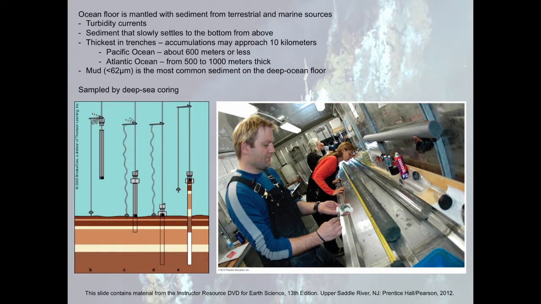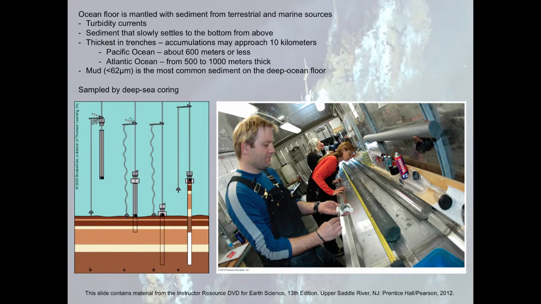The ocean floor in between the mid-ocean ridges and the continental margins, which we mentioned earlier as the abyssal plains and the ocean basin, is mantled or covered with sediment from many different sources. The dominant sources of sediment are terrestrial, that is, sediment that's washed out from land, but there are also marine sources. Turbidity currents incise continental slopes, transporting material from the slopes and the shelves down to the deep ocean. Sediment also slowly settles to the bottom from above, or is authigenic, material that's formed in place.